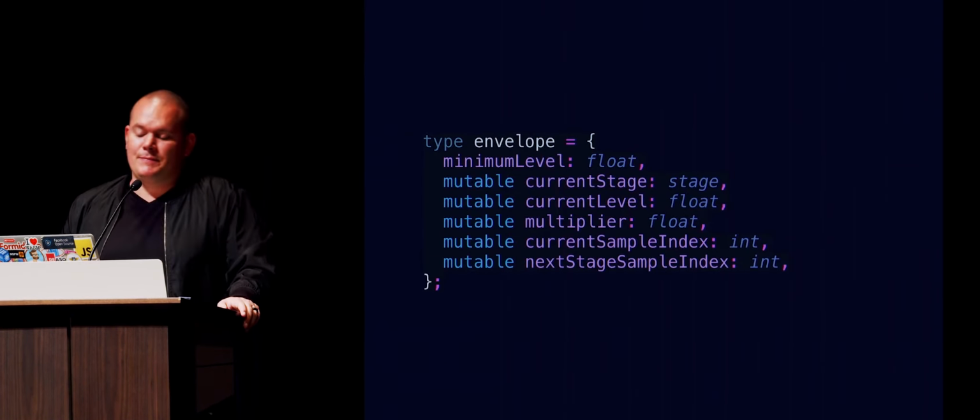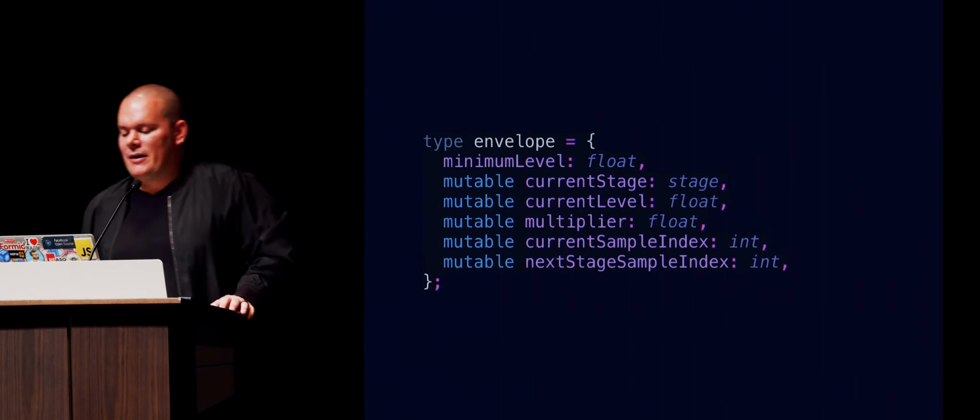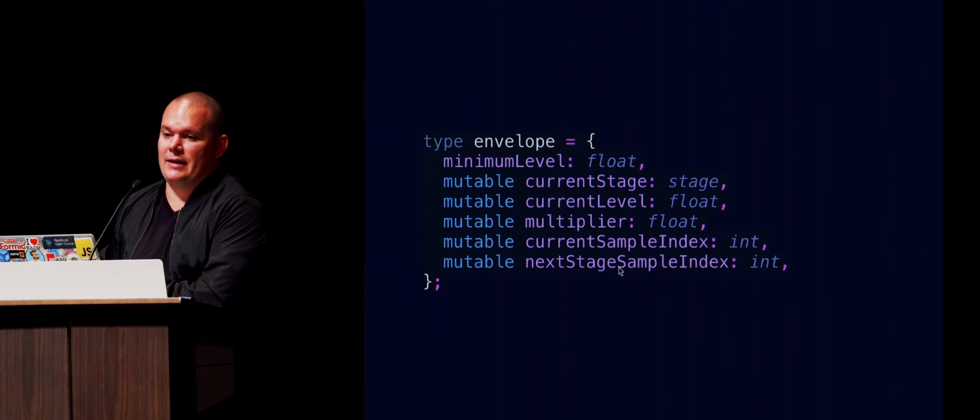So if we want to shape our sounds, we do that with a state machine, which is great in Reason. We can go and do this stage variant. So we have off, attack, decay, sustain, and release. And then this gross set of mutable fields, because I'm not a good programmer. So you define what the actual envelope is. We have our minimum level, our current stage, our current level, our multiplier, the current sample that we're on, and the next stage sample index.